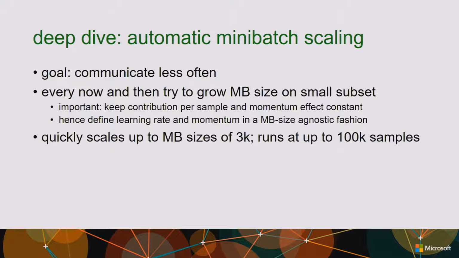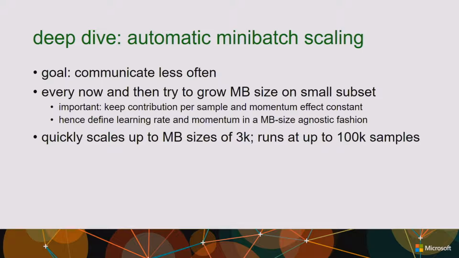The next thing you want to do is see if you can grow your mini batch, in the sense that instead of, say, updating your model every 1024 frames, maybe you can do it every 2000, every 4000. And it turns out in the beginning of the training, you cannot do that. You will have a problem with convergence.